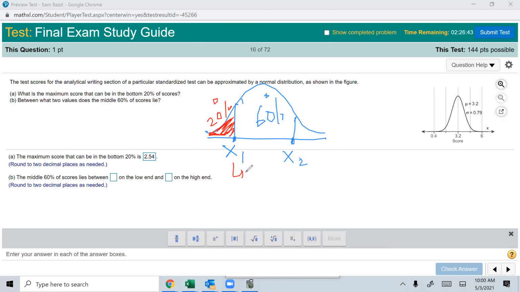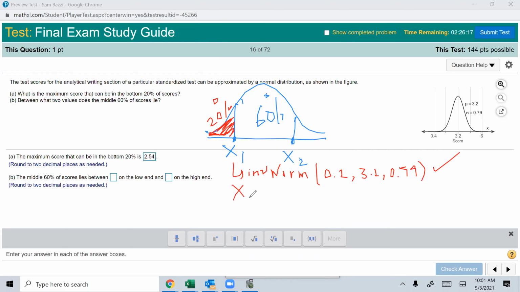X1 will be inverse norm, area to the left of the target, so 0.2, which you already did, 3.2, and then 0.79. We've done that already in part A.